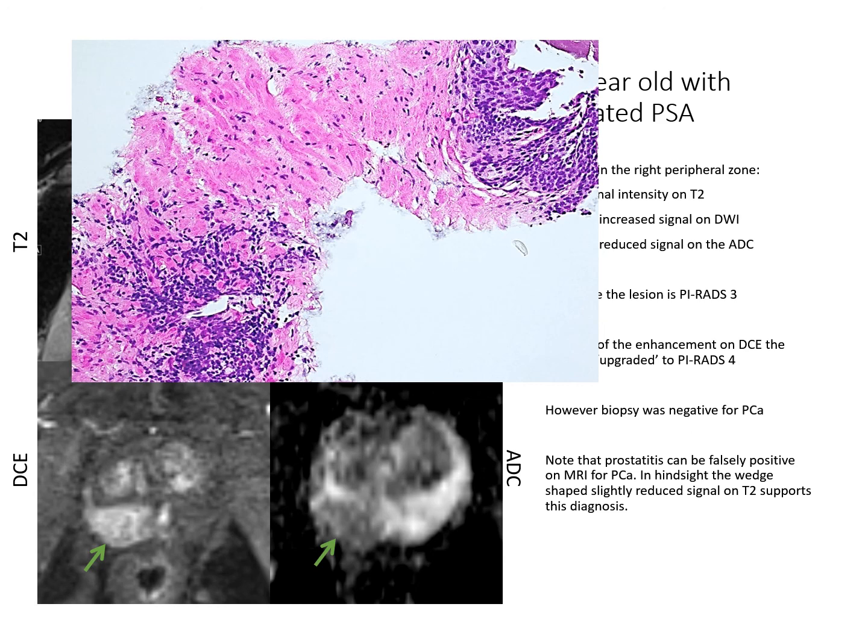So this is the thing you need to be careful of, that prostatitis can mimic cancer on the MRI. And the thing to look for is that if you look at the T2 weighted image, it was very streaky and vague. So that suggests more prostatitis than an actual tumor.